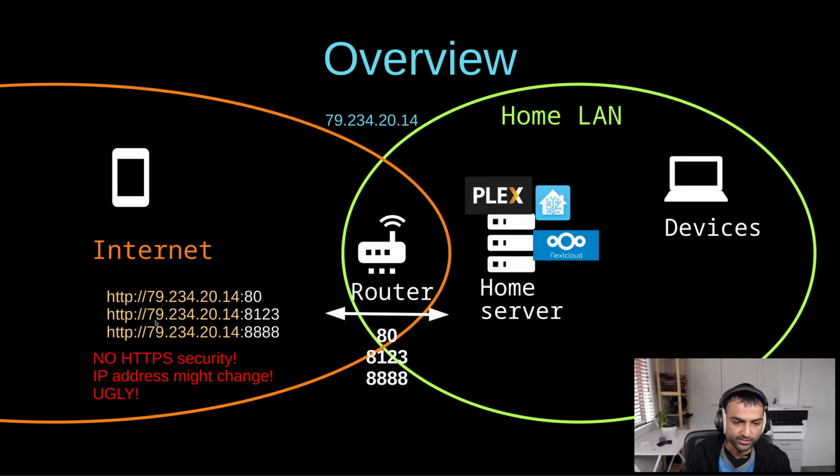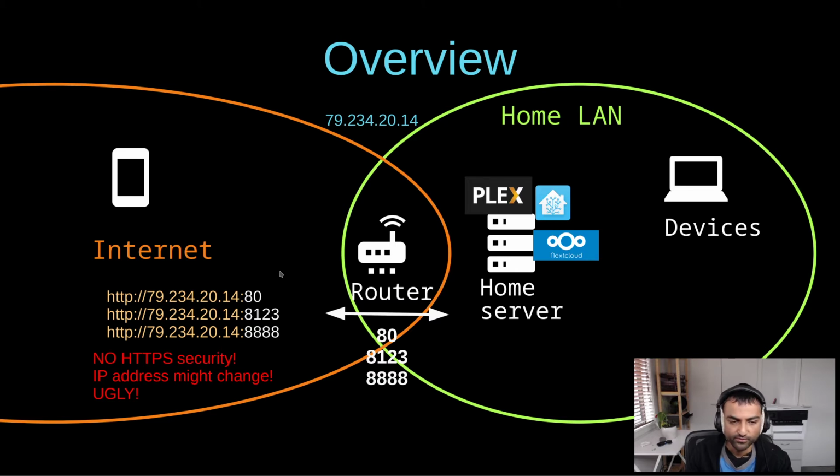The second problem is your IP address might change without warning. Unless you know you have a static IP address, this could change and then all of a sudden all your applications stop working when you're outside of the network. And then thirdly, it's just kind of ugly. Like, you have to access your services through this string of numbers. It's difficult to remember them and share them with other people. So we want to find a better way.